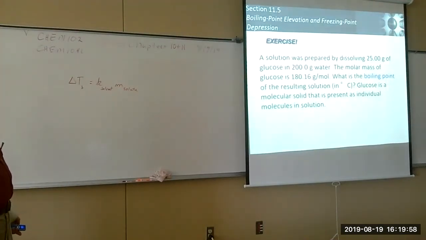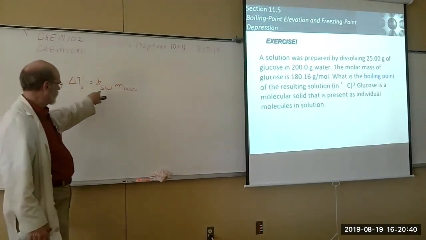Let's see, a solution was prepared by dissolving 25 grams of glucose in 200 grams of water. The molar mass of glucose is 180. What's the boiling point of the resulting solution? Glucose is a molecular solid that's present as individual molecules in solution. Well, let's see. I think we're missing some information. Because we need, yeah, we don't have the value. We can't use this formula because we don't have that value right there.